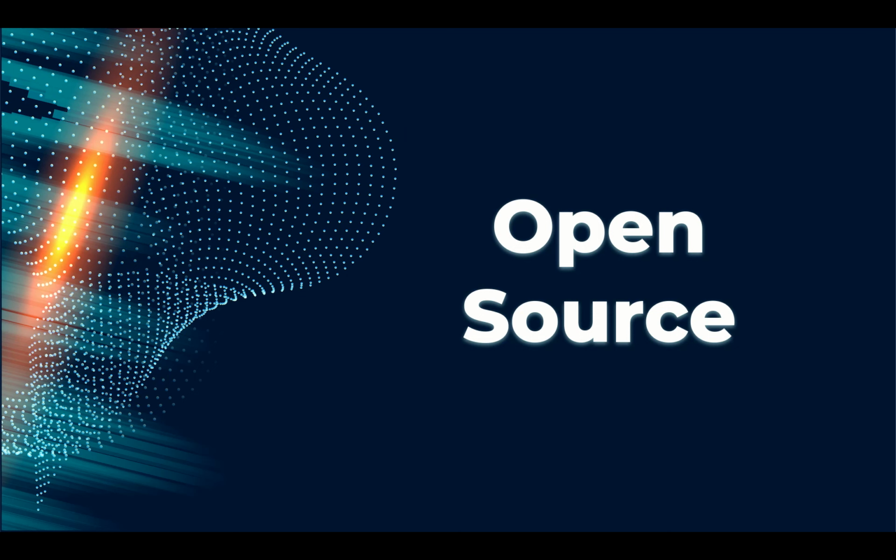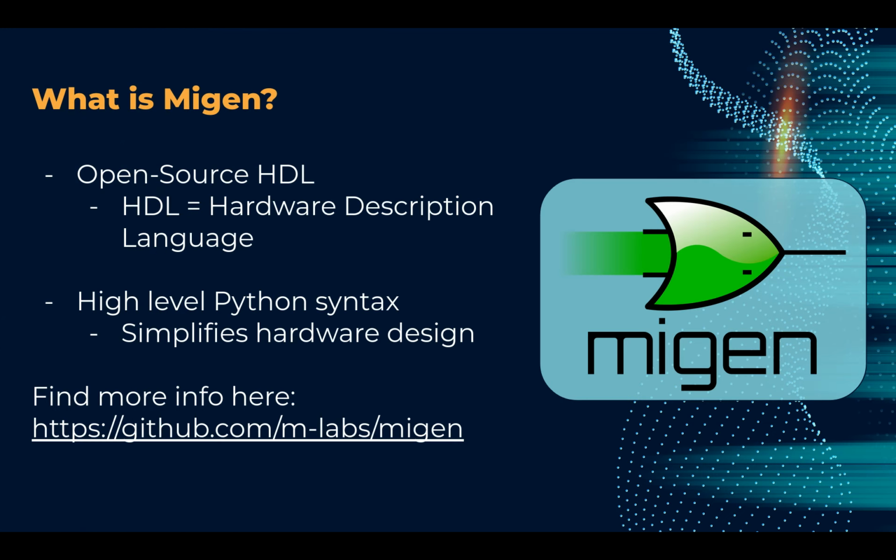Really important is that we're using open source documentation. What makes this whole project work is something called MiGen. Essentially, this is an open source hardware description language. It's developed by the M-Labs team and Florent. It allows designers to describe digital circuits and SoCs using a high-level Python syntax. What this means is it's more concise and easier to read than traditional HDL such as Verilog or VHDL.